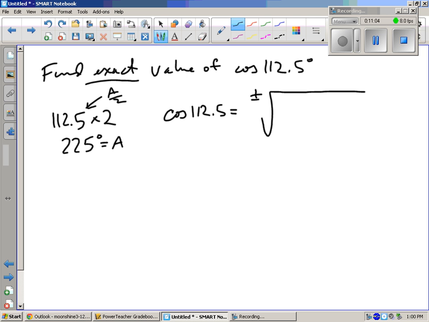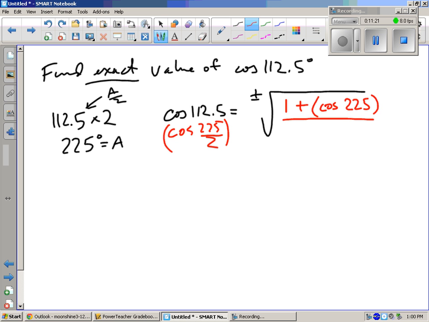Okay, I could say this cosine of 225 over 2 instead of 112.5. So this now is my A. So in this bracket over here, this is A. So I'm going to say cosine of 225, not 112.5, because we don't know that one. We're trying to use angles that we do know and use those in the formula.